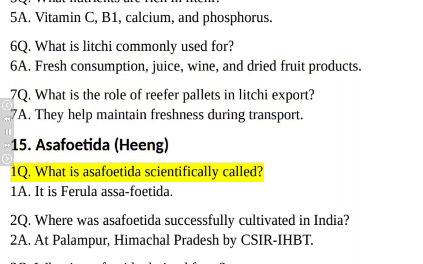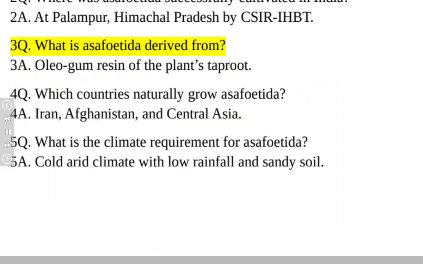15. Asafoetida, heeng. 1Q. What is Asafoetida scientifically called? 1A. It is Ferula asafoetida. 2Q. Where was Asafoetida successfully cultivated in India? 2A. At Palampur, Himachal Pradesh by CSIR-IHBT. 3Q. What is Asafoetida derived from? 3A. Oleo-gum resin of the plant's taproot.